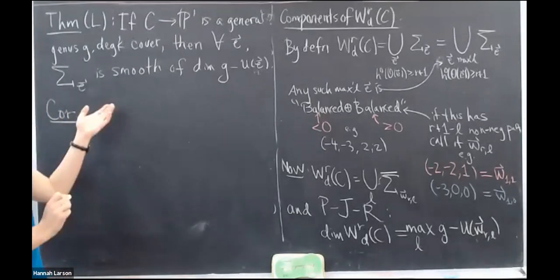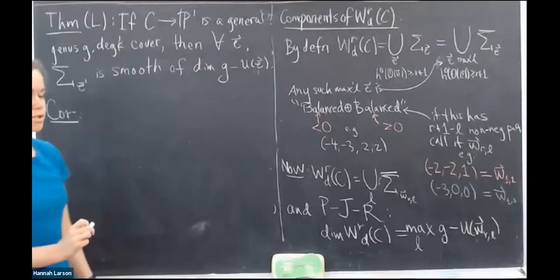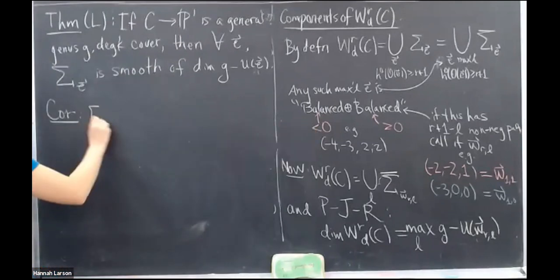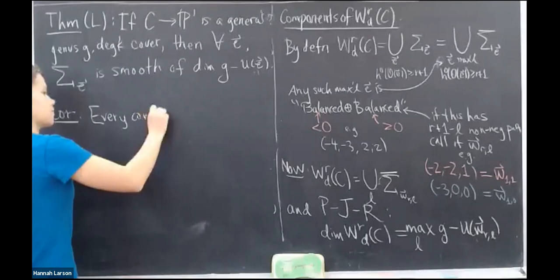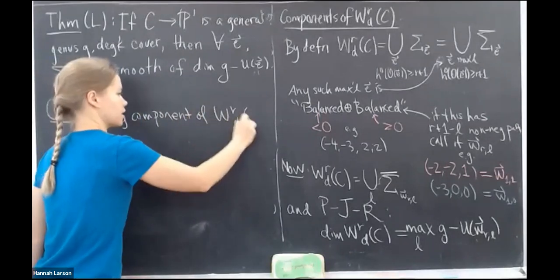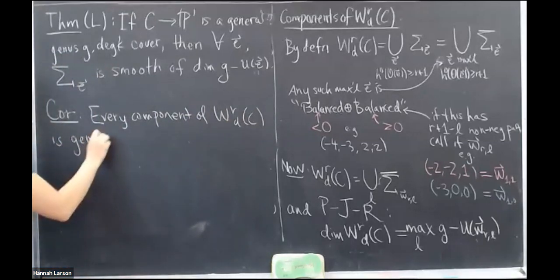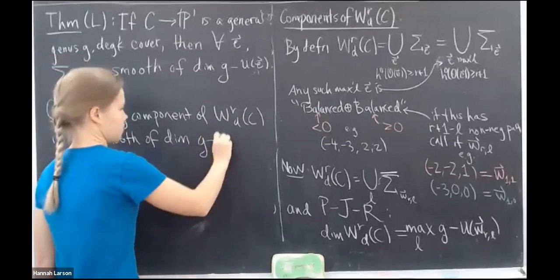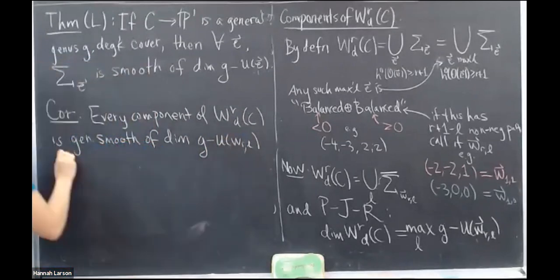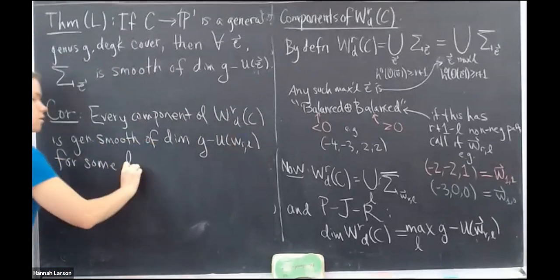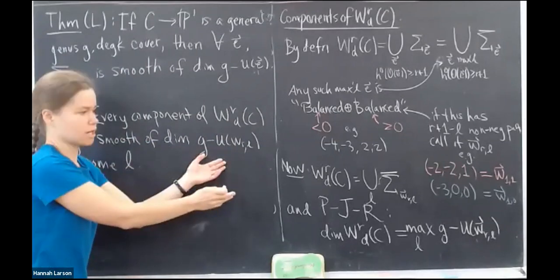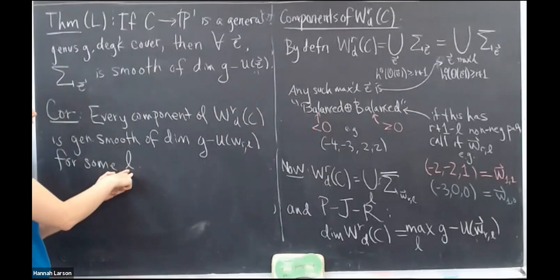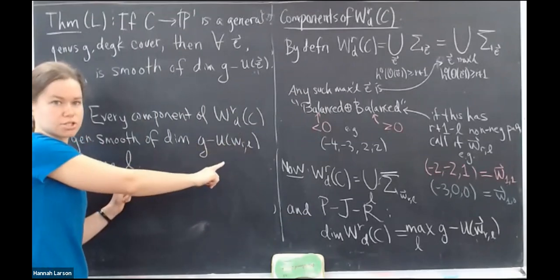And now with the same hypotheses, we can answer the question about WRD from the beginning. So this, together with this board, will tell us that every component of WRD is generically smooth of dimension G minus U WRL for some L. So that answers in the affirmative the conjecture of Pflueger, Jensen, and Ranganathan. And I can also say exactly which L makes this quantity the dimension of such a component.